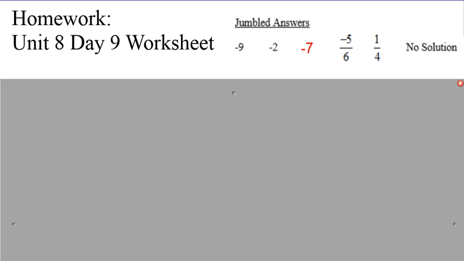Now it's your turn to do some practice. The jumbled answers for your day 9 are on the back of your worksheet. They're also posted here. Double check that everything was printed correctly with the jumbled answers. And the expectations are that you're using the methods that we've talked about in our videos in solving your problems.